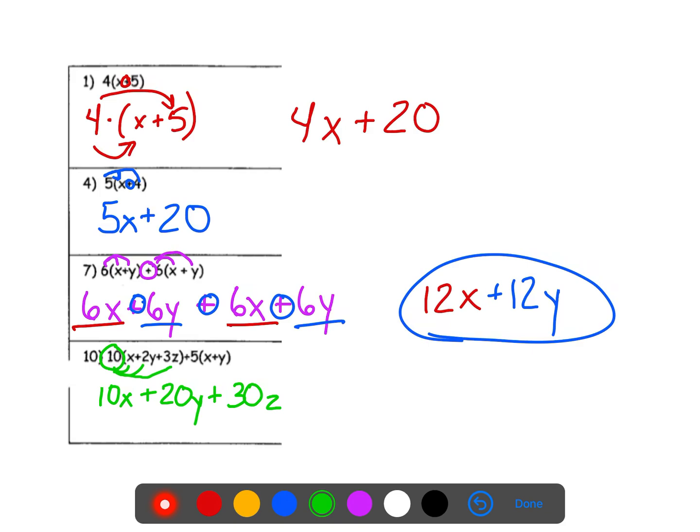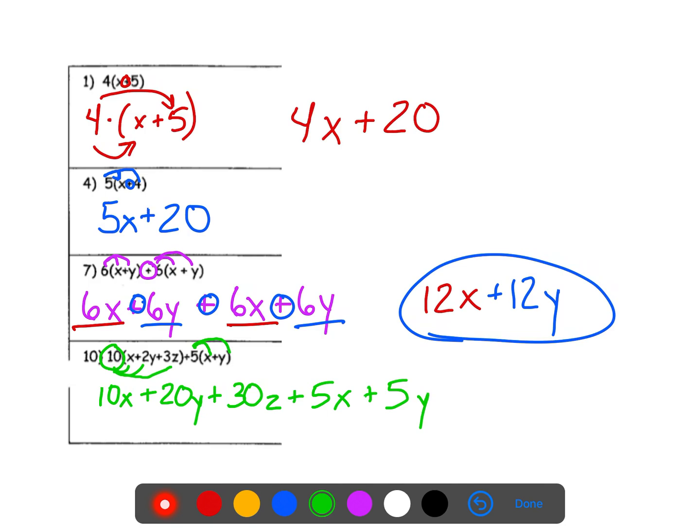Now I have a second group here. I've got 5 times x and 5 times y. And I'm still adding everything here. So 5 times x is 5x. 5 times y is 5y. And I'm done.